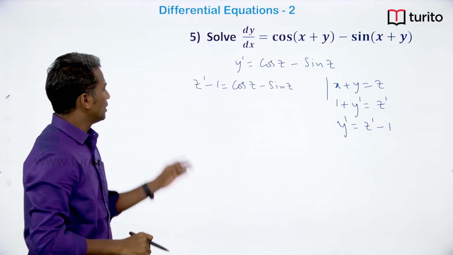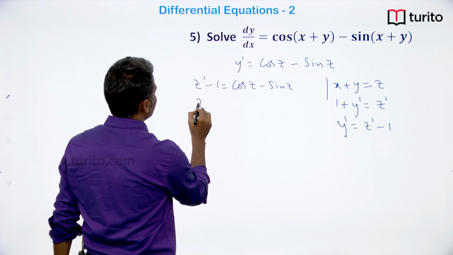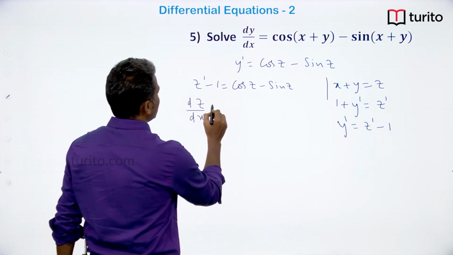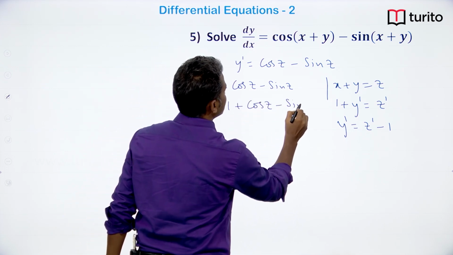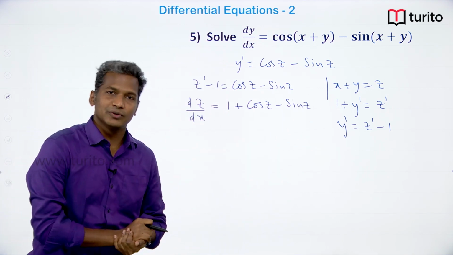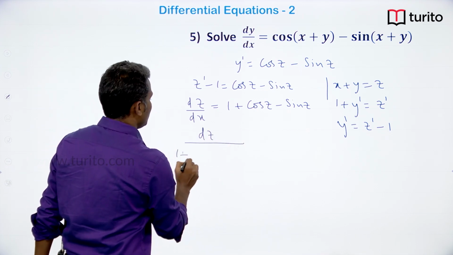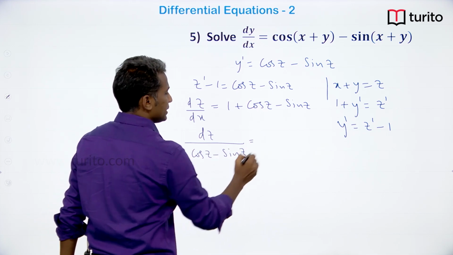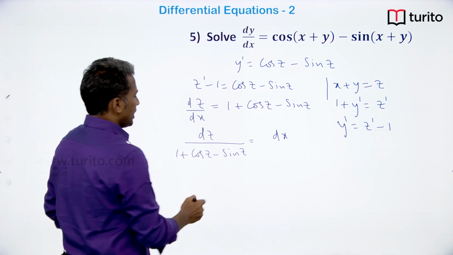Okay. Now, further we take 1 to the other side. So, it becomes dz by dx, basically that is our z dash, equal to 1 plus cos z minus sin z. Now, can we separate the variables? Of course, we can. So, we can write this as dz by (1 plus cos z minus sin z) equal to dx. Now, we want to integrate.